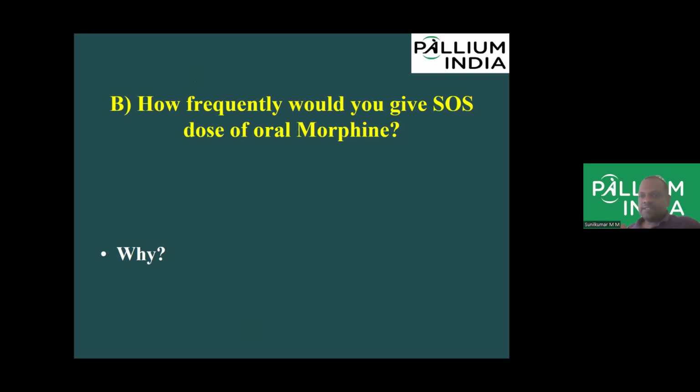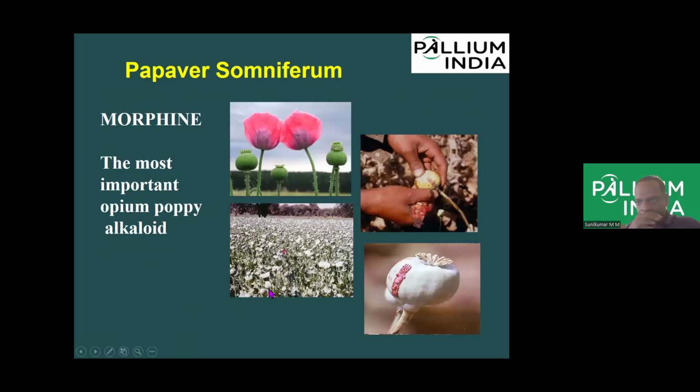In order to understand how frequently we can give an SOS dose of oral morphine, I think we need to understand a little bit of the pharmacology of morphine. So this is the poppy plant or opium plant, scientifically Papaver somniferum. This plant is legally grown only in 4 states in India: UP, MP, Rajasthan, and Himachal Pradesh. Have any of you seen this plant? If you are from these states, I have not seen this. Has any of you seen it?